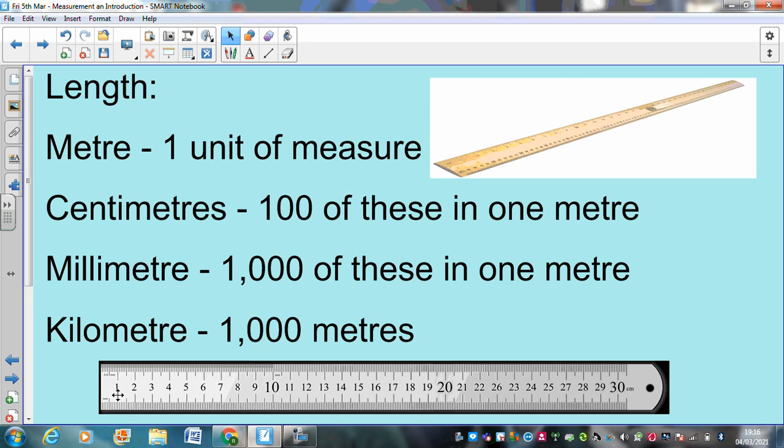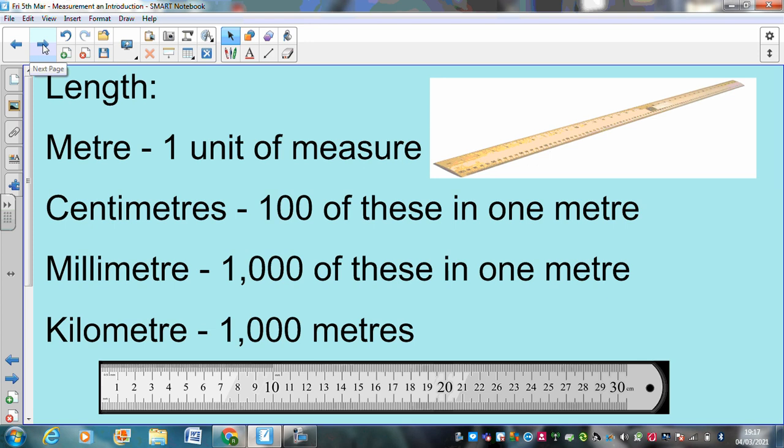So 1 centimetre is 10 millimetres. So 10 centimetres is 100 millimetres. 200 millimetres, 300 millimetres, and so on until you get 1,000 millimetres equaling 100 centimetres, which is the same as a metre.